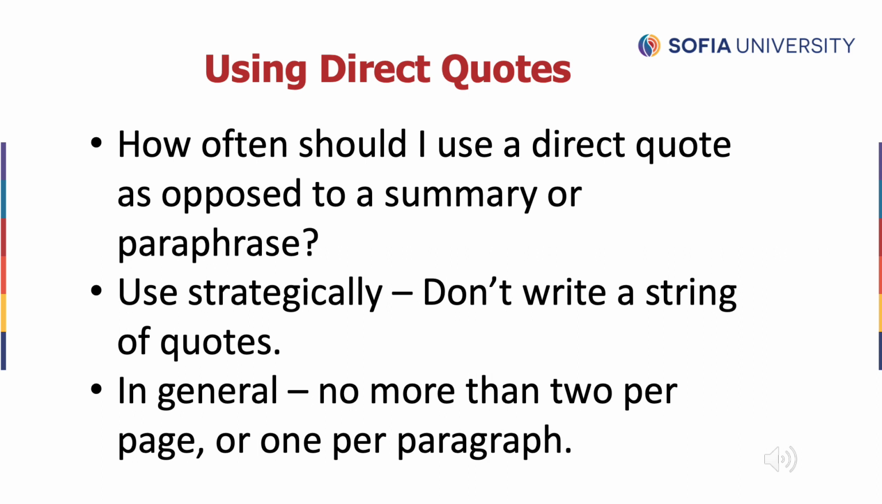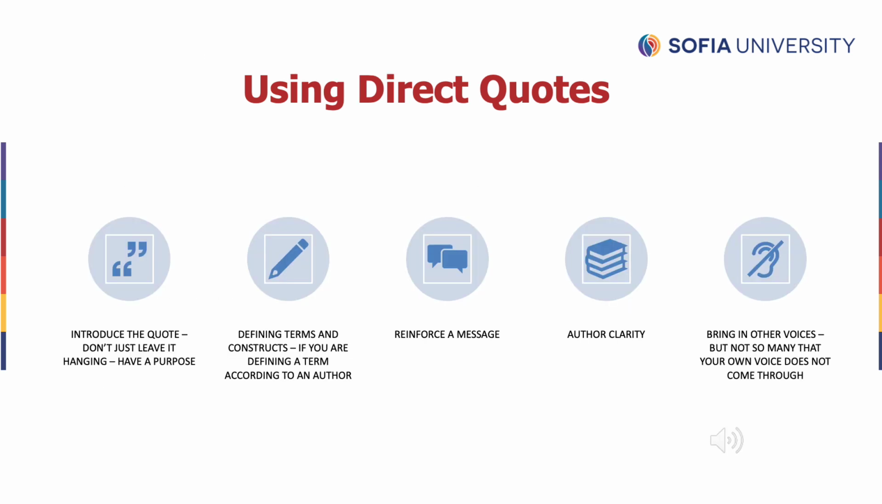However, you are cautioned not to overuse quotations. A literature review is not a string of quotes from other sources. After all, people are reading your paper because they want to hear what you are thinking. As a very loose general rule, think in terms of no more than 2 quotes per page, or 1 quote per paragraph. There may be exceptions to this if you are bringing together 4 or 5 definitions of a particular concept or construct. But in general, be strategic in your use of quotes.